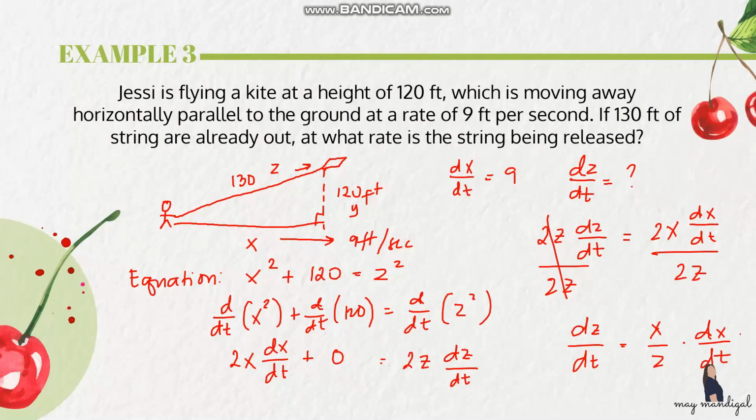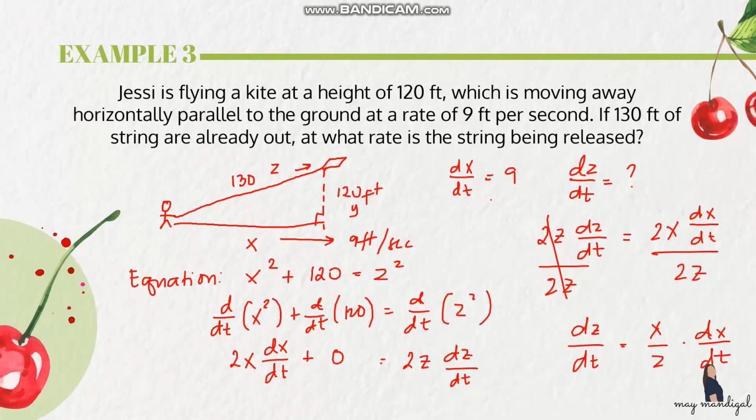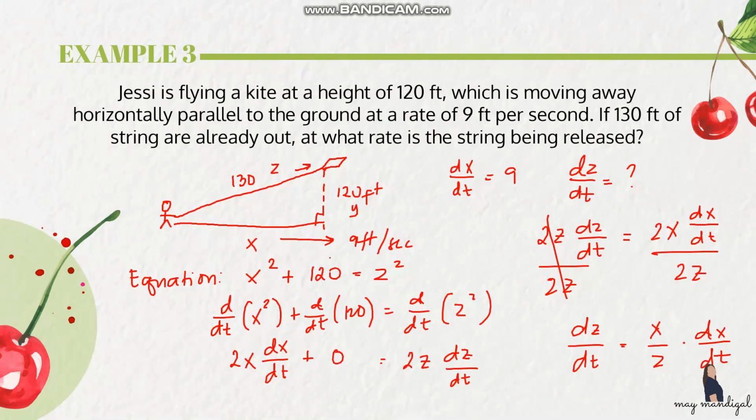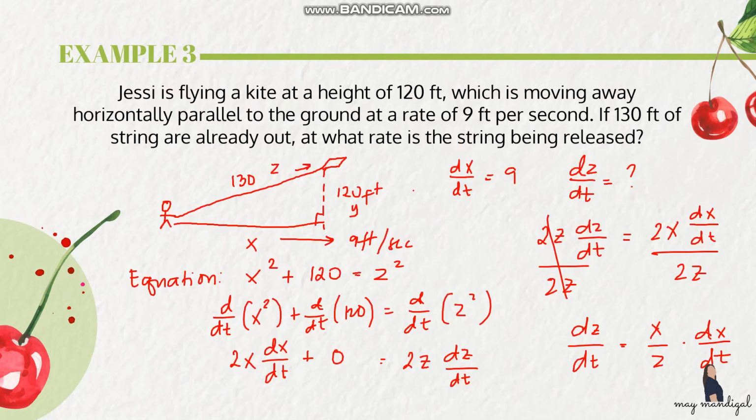So after this, we have to substitute all of the values that we have. We have the value for z, which is 130. We know the dx over dt, which is 9, but we don't have the x. So we still need to solve for that. So let's use the Pythagorean Theorem. Let's use this formula again. x squared plus 120 squared, oh, by the way, this one is squared, equals z squared.